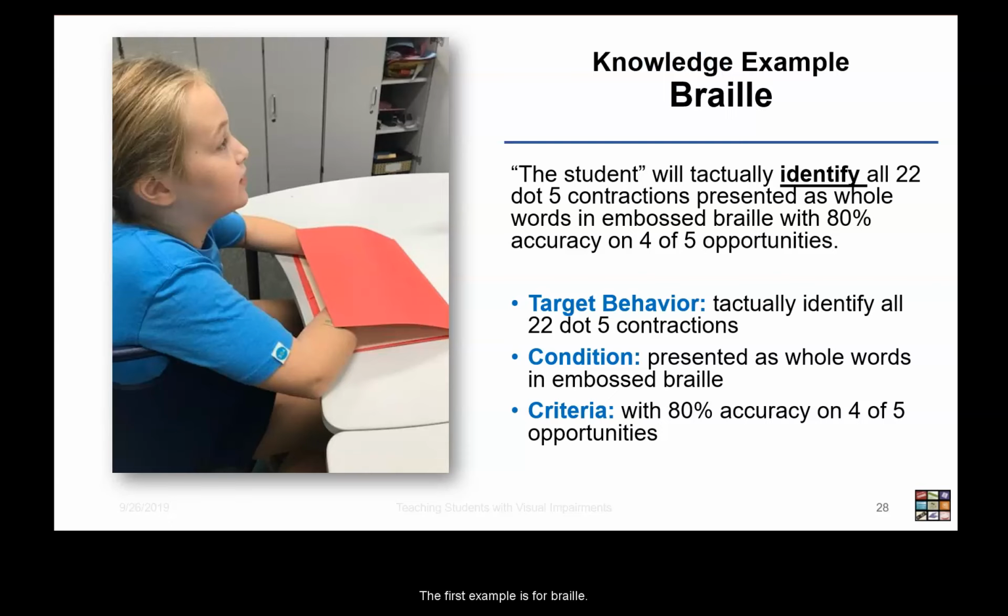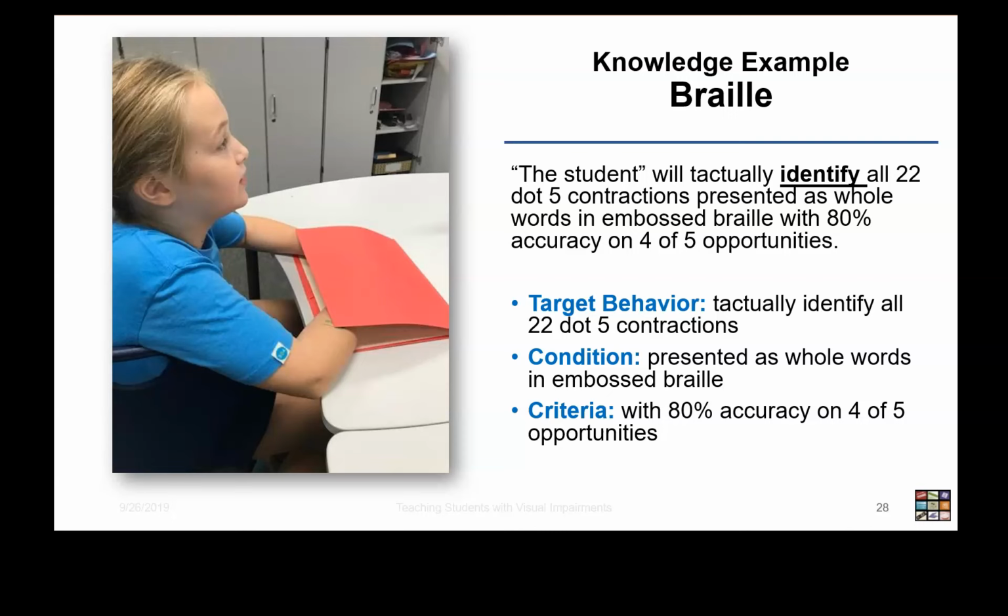The first example is for Braille. The student will tactually identify all 22.5 contractions presented as whole words in embossed Braille with 80% accuracy on 4 of 5 opportunities. In this goal, the target behavior is tactually identify all 22.5 contractions. The condition is presented as whole words in embossed Braille, and the criteria is with 80% accuracy on 4 of 5 opportunities.